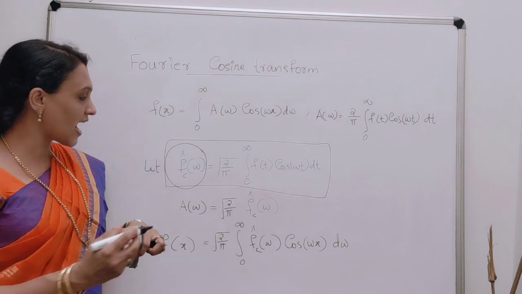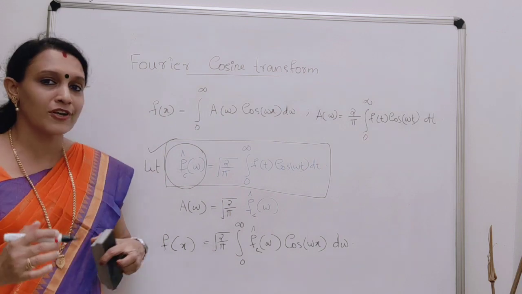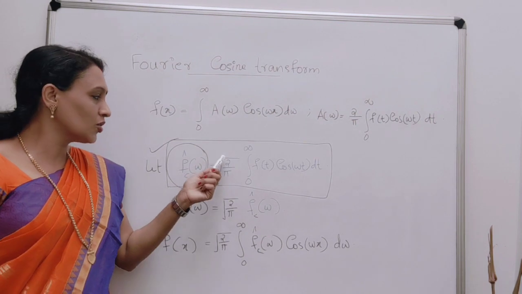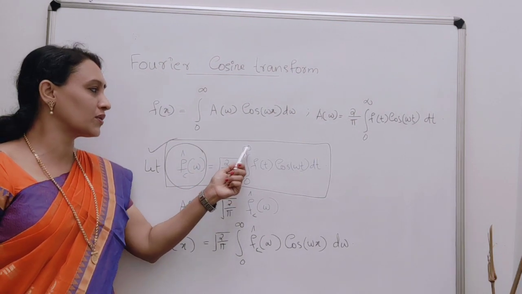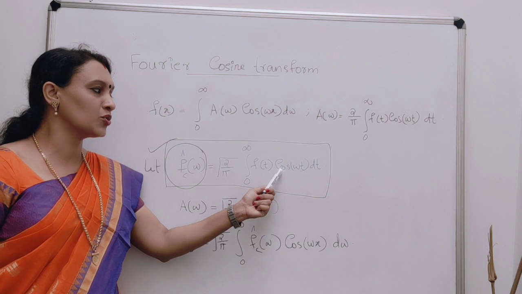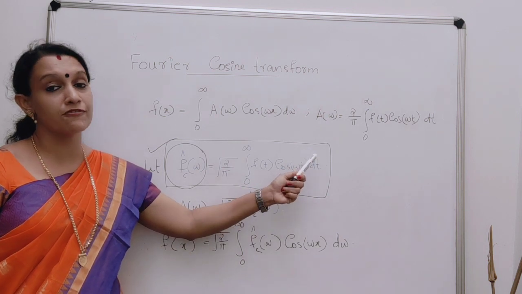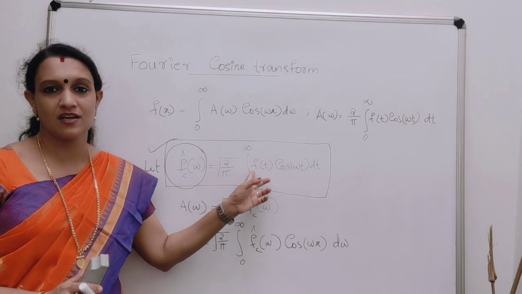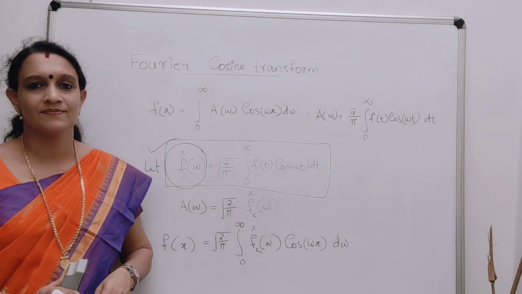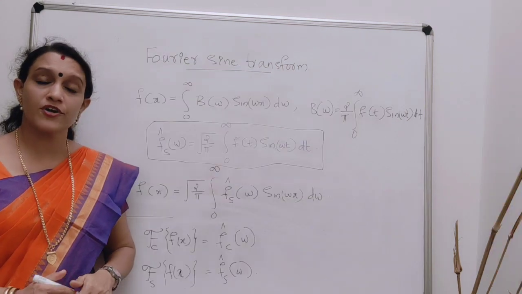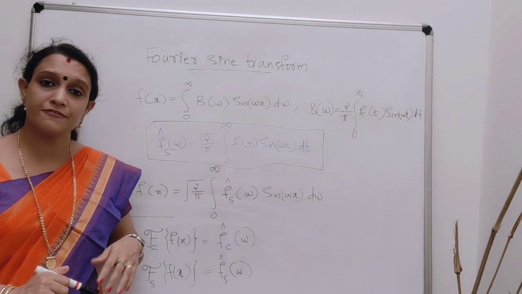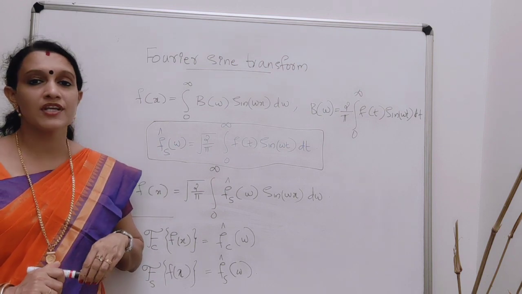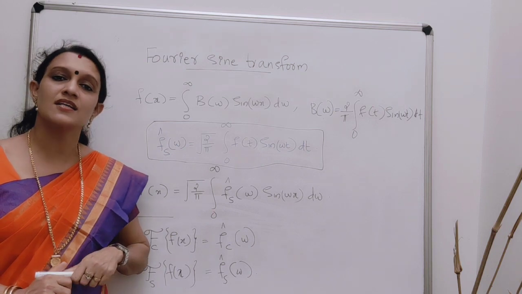You have to keep in mind the definition of Fourier cosine transform. What is the Fourier cosine transform? F c cap omega is equal to root of 2 by pi integral 0 to infinity f of t into cos omega t dt. If you are asked to find the Fourier cosine transform, use this definition. We also discussed the definition of Fourier sine transform. Now we are moving on to the problems on Fourier cosine and sine transforms.